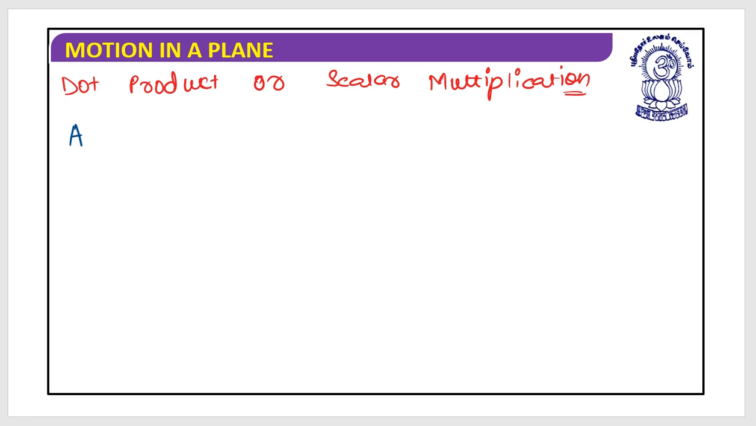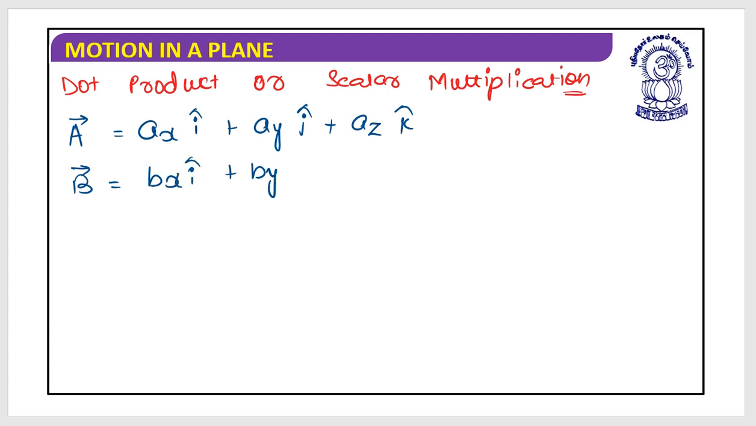Suppose we have a vector A as AX i cap plus AY j cap plus AZ k cap. We have one more vector B, which is BX i cap plus BY j cap plus BZ k cap. You must remember this formula: A dot B equals AB cos theta.